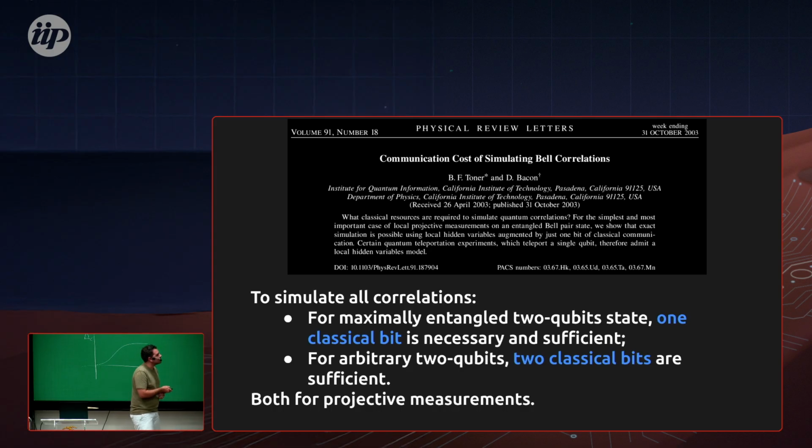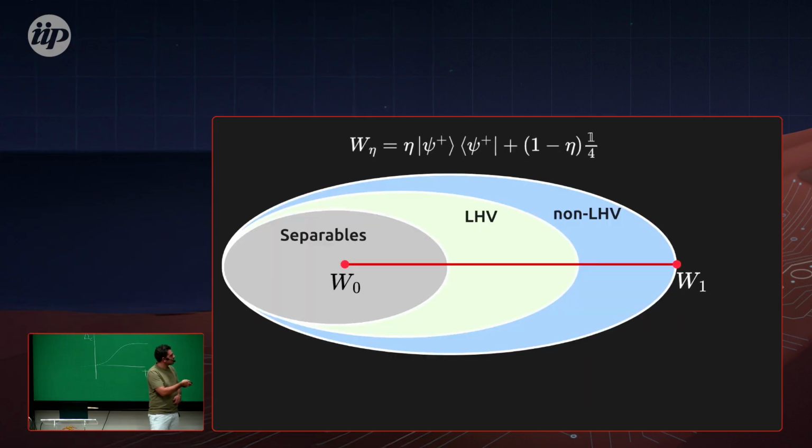And there is a similar result by Toner and Bacon, where they proved that in order to simulate all correlations for maximally entangled two-qubit states, one classical bit is necessary and sufficient. So you don't need to send a lot of communication in order to explain all quantum correlations, all quantum statistics that you can get with maximally entangled two-qubit states. And for other states, they also have results. Two classical bits are sufficient, but let's focus on this one. And this is also only true for projective measurements. There are some improvements on it later on.